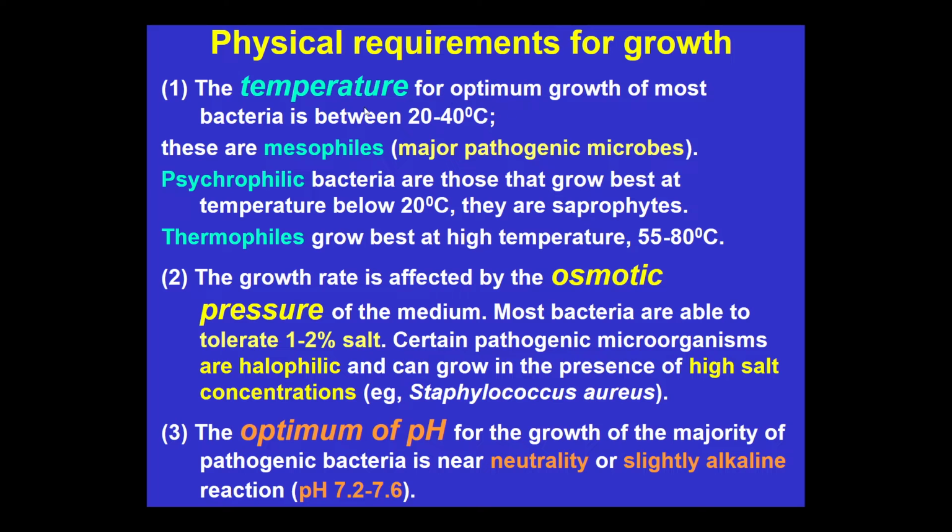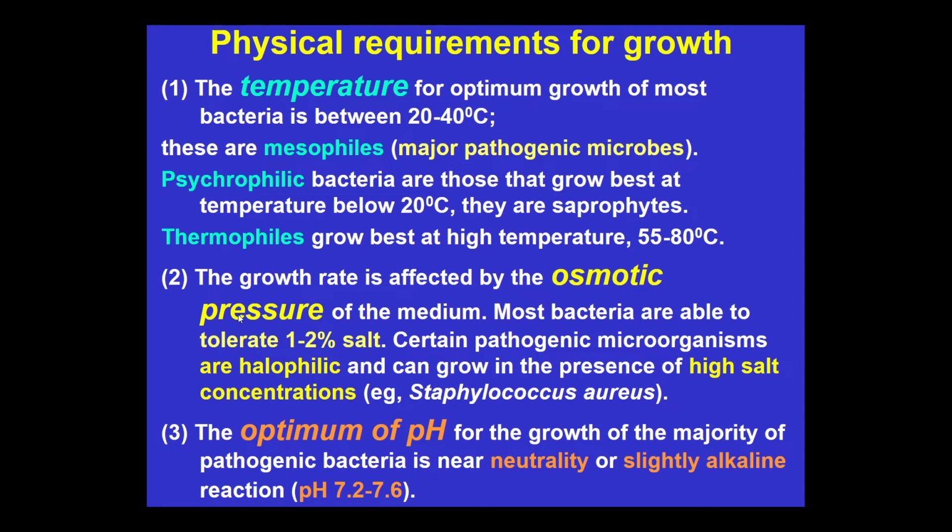So, according to the temperature requirements, bacteria may be classified into thermophilic, psychrophilic, and mesophilic bacteria. We as medical microbiologists are interested in mesophiles because mainly all pathogenic bacteria will grow between 20 to 40 degrees Celsius, and the optimal temperature is 37 degrees Celsius. The psychrophiles grow below 20, and thermophiles grow at temperatures higher than 55 to 80.